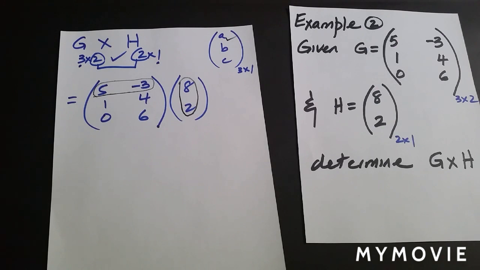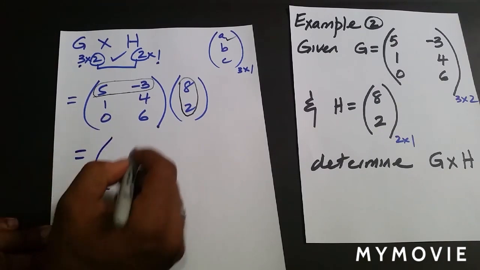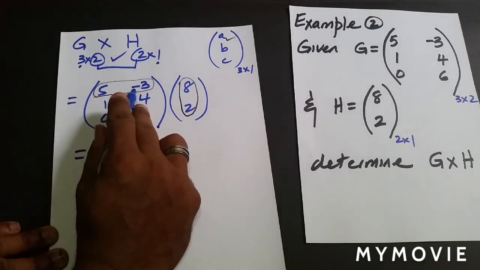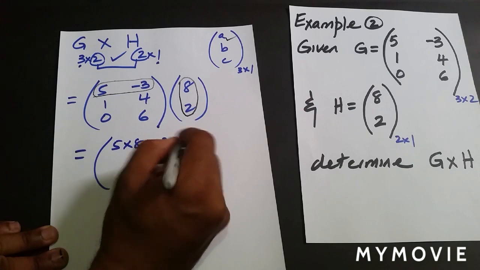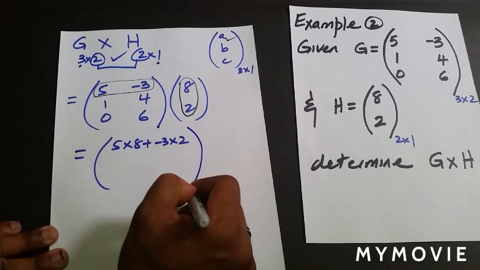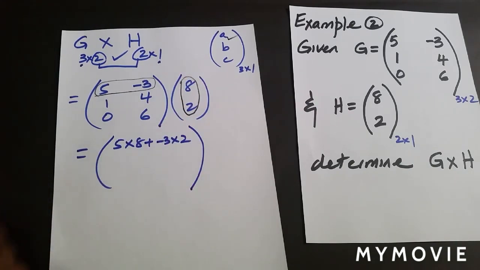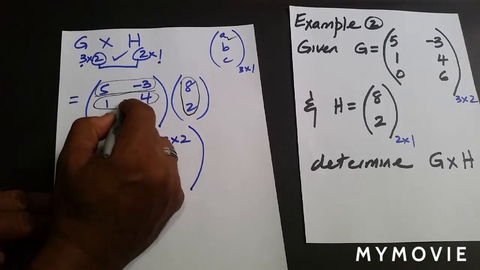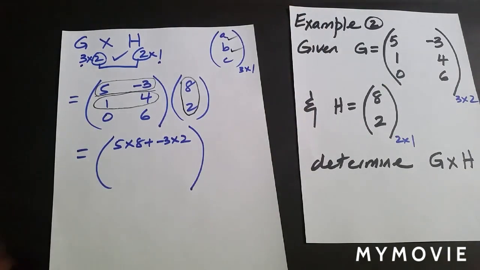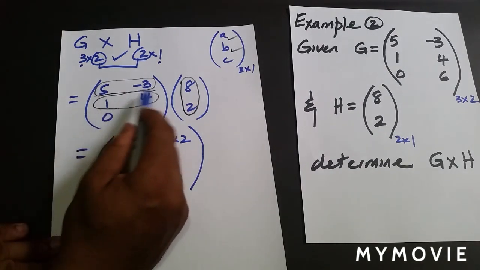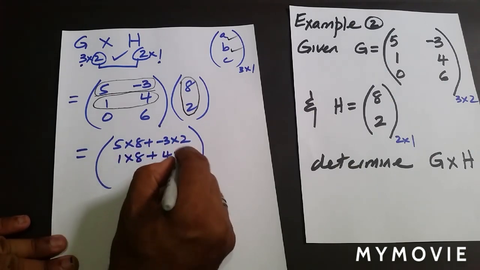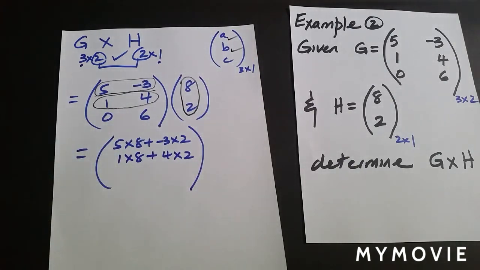So let's proceed now with the multiplication. This is going to be 5 times 8 plus -3 times 2. If you want to put the first 2 in brackets and the second 2 in brackets, no problem. Now, because we don't have any more columns, we're not using this anymore. So that means we move down to the second row and then multiply by the column to get this element. Again, please do this so you know what your answer should look like. So this will be 1 times 8 plus 4 times 2 to give us element B.